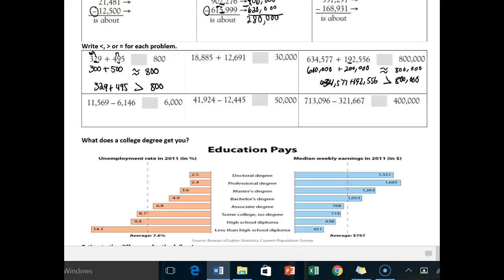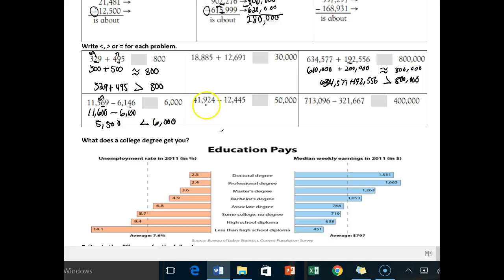So let's subtract here. Let's keep it as rounding to the nearest hundreds this time. The smaller we round to, the more accurate our estimate is. So here we'd have 11,600, right? The 6 rounds up there. And here we would have 6,100. So if I do that, 11,600 minus 6,100, I get 5,500 about, right? So 5,500 is going to be less than 6,000.